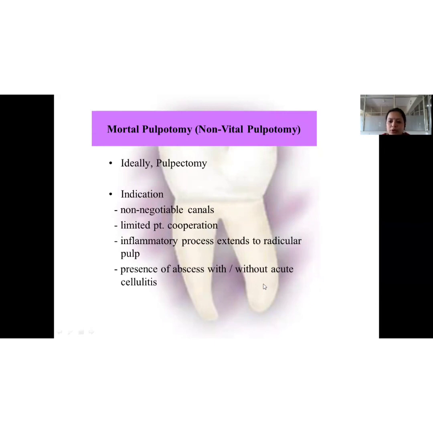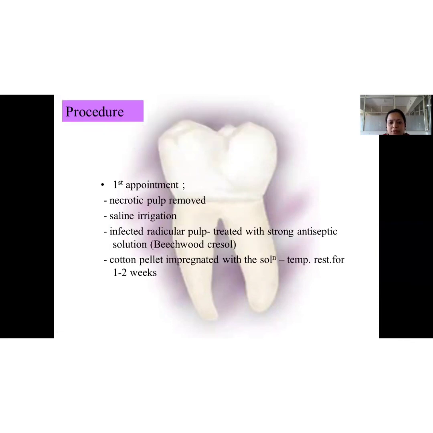Now mortal pulpotomy, that is non-vital pulpotomy. It is ideally a pulpectomy, because we devitalize the tooth. Indications: when the canals are non-negotiable, patient cooperation is limited, the inflammatory process has extended towards the radicular pulp, and presence of abscess without acute cellulitis.